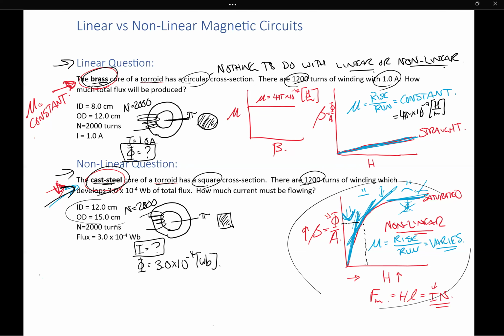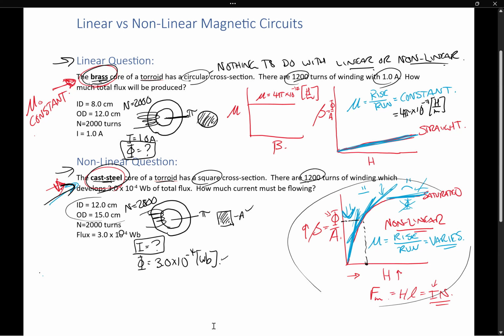I'm going to assume B because I have this outer dimension and inner dimension. So then I know what area is, right? And so I'm going to solve for B because I know flux over area. I'll come over here and I will grab an H value. I'll probably go rise over run to get permeability and then solve that question. So that's how we have to approach these two problems.